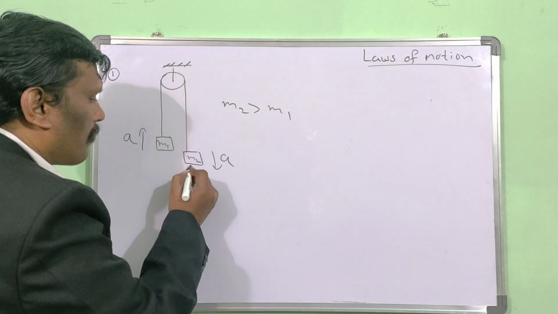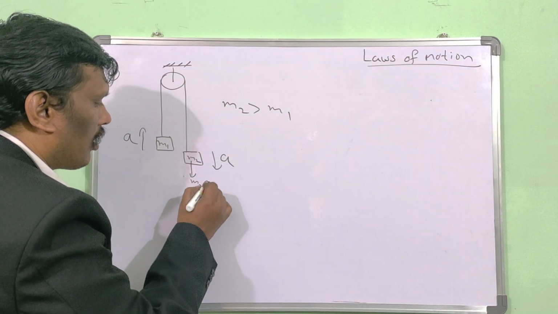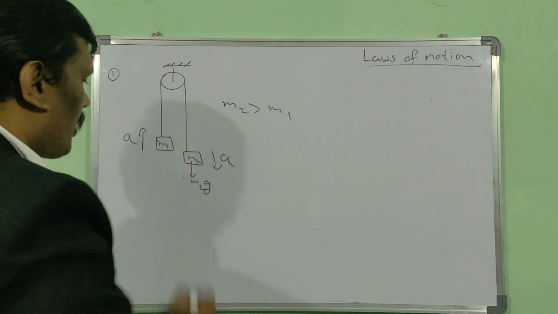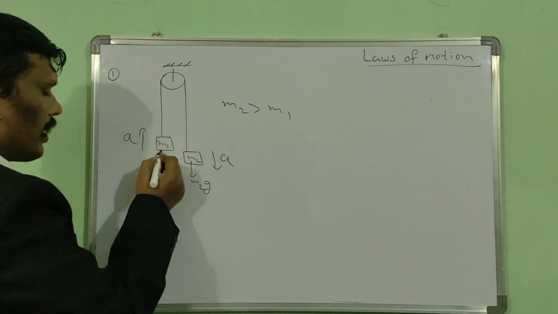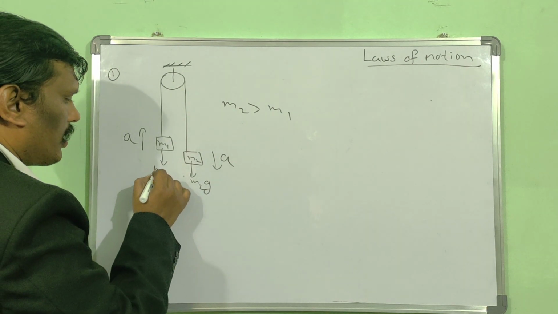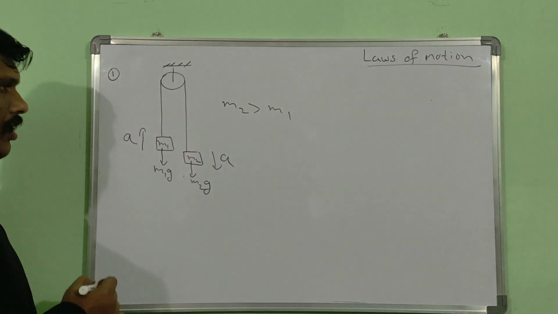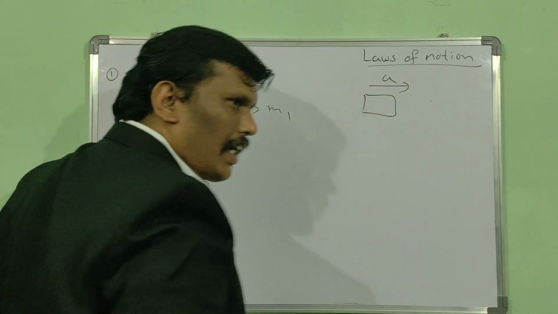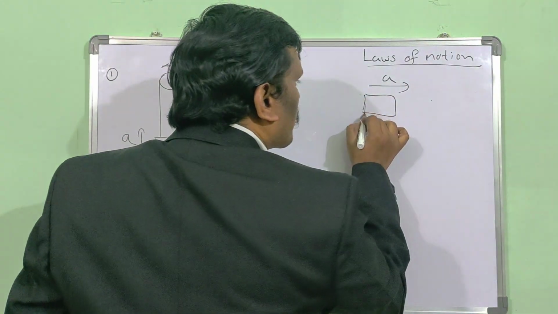What is the weight acting on M2? M2g. That is the weight, acting always vertically downwards on any object. Here M2g is the weight acting on the body. What is the weight acting on the first body? M1g.